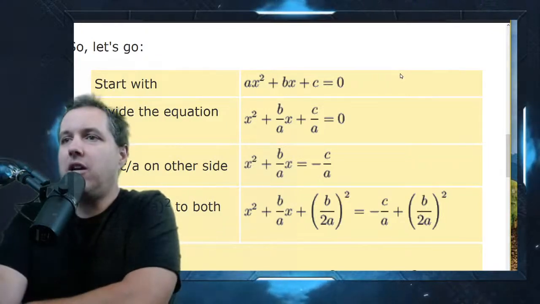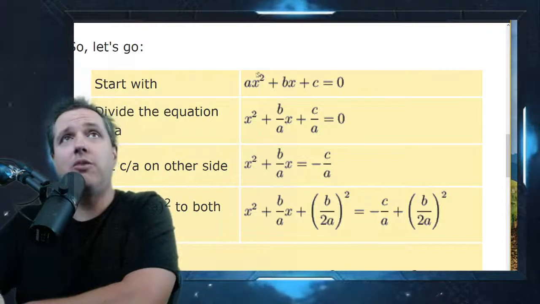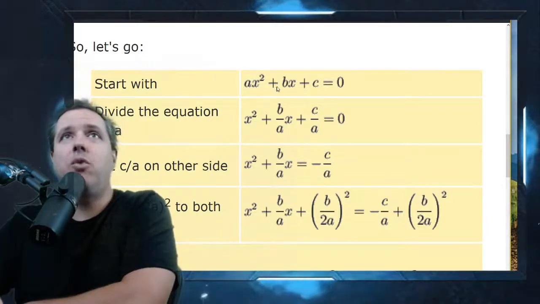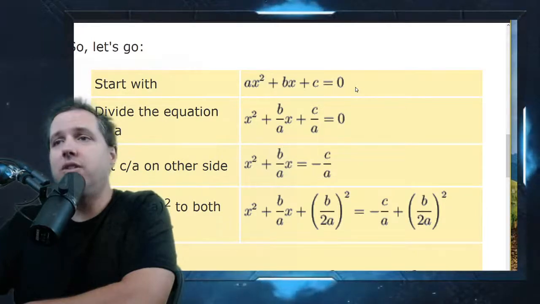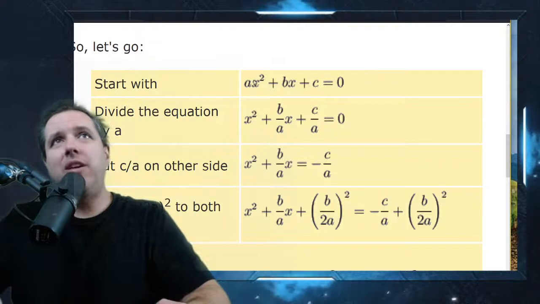Instead of applying completing the square to a specific problem, like hopefully you've done some homework, you were doing problems like 3x squared plus 5x plus 7 equals 0. Well, all we do here is we say, instead of putting specific numbers in here, what if I just put placeholders for the numbers and chose them to be A, B, and C?